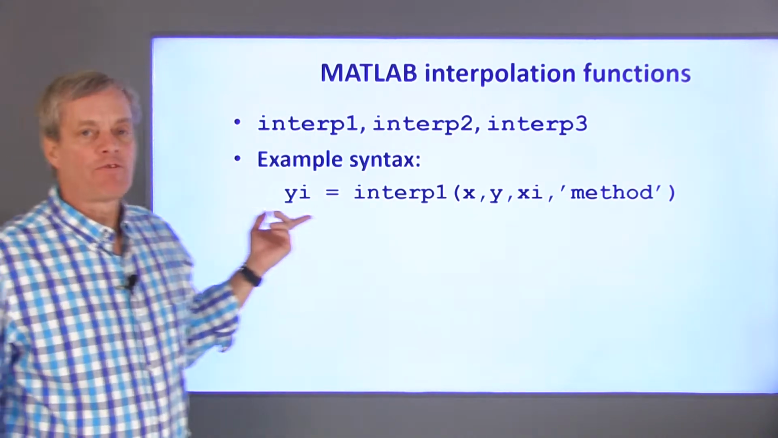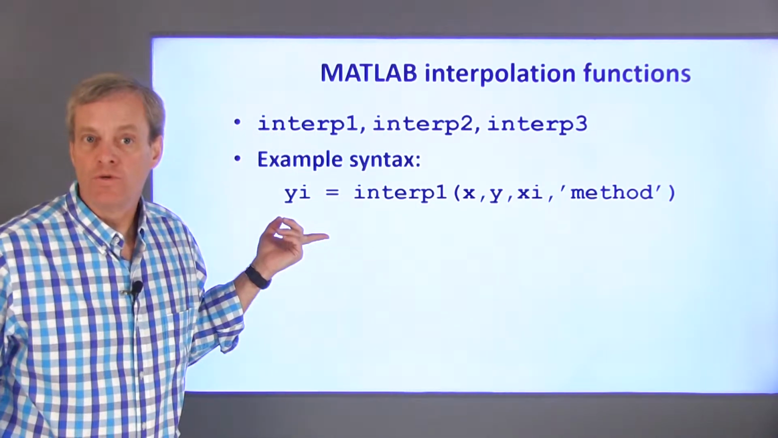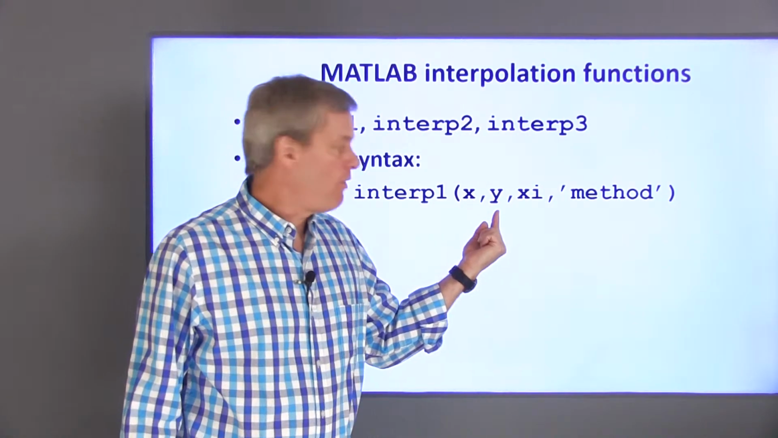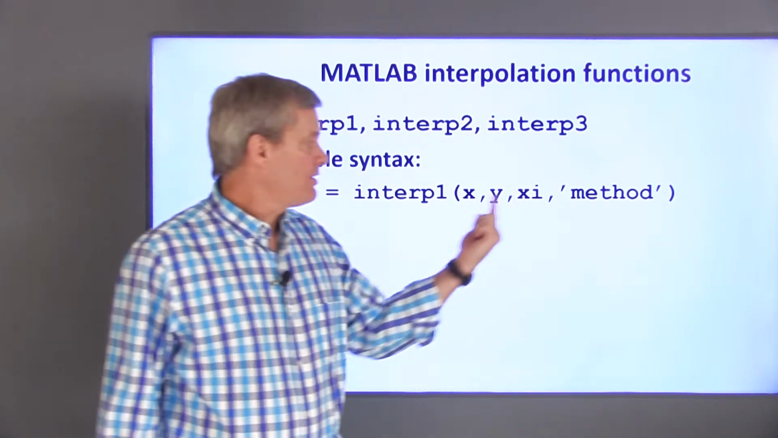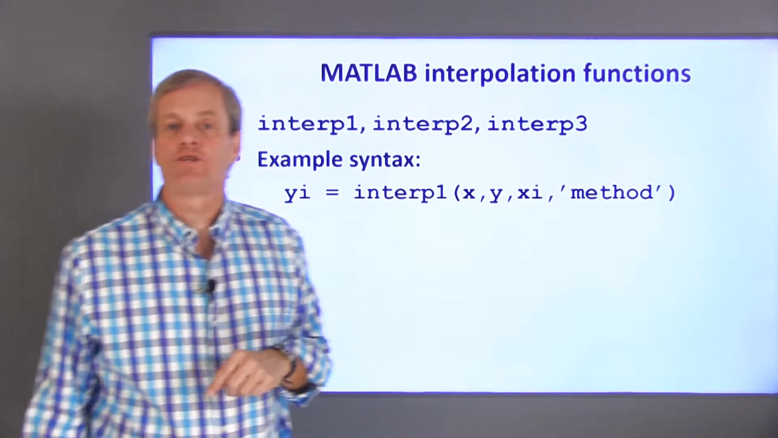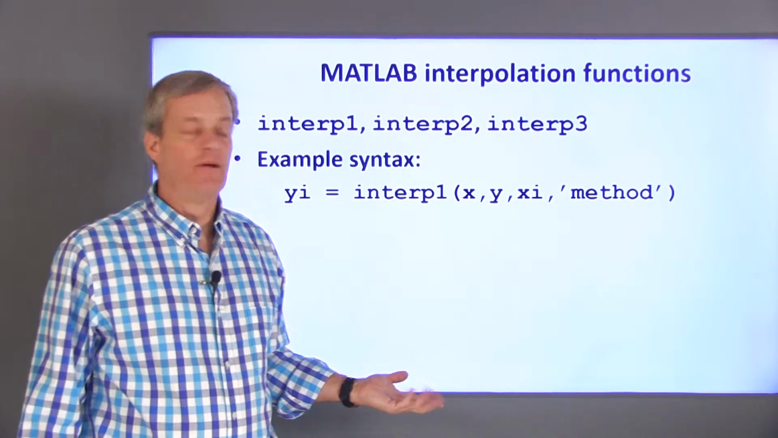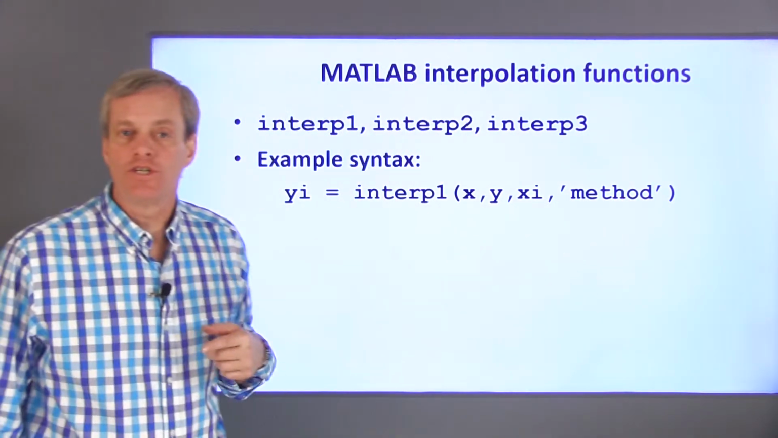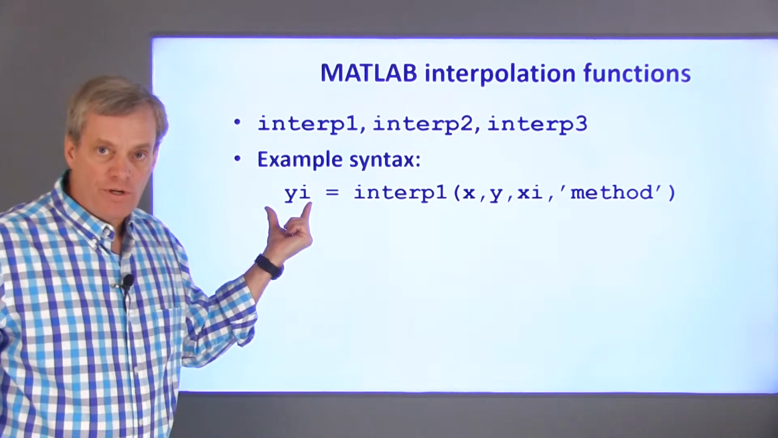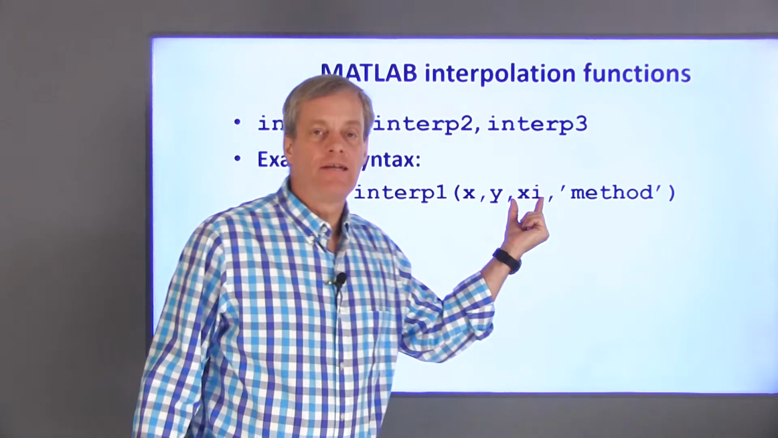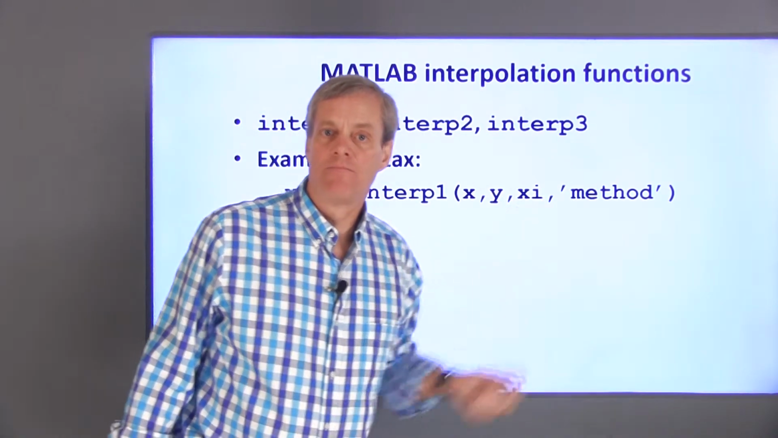Example syntax for one-dimensional curve fitting is shown here. The input arguments are vectors containing the x and y data points, and a vector, xi, that contains the values of x where the interpolated values will be determined. The final argument, method, defines an interpolation approach. The output argument is the interpolated values of y at the corresponding values in xi.